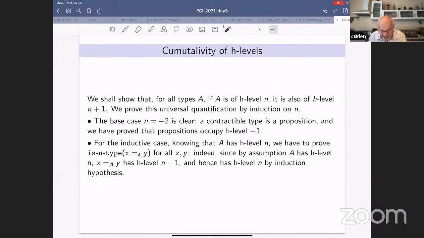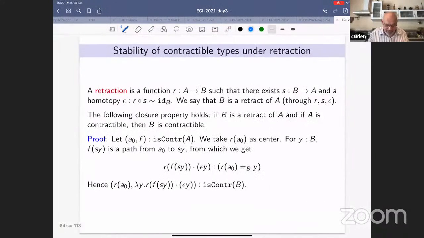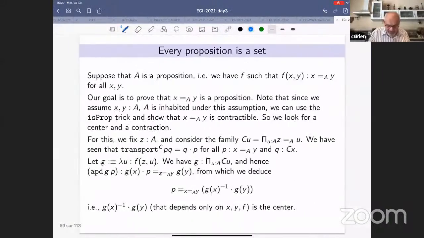Okay, so the idea is that being, let me repeat this, being an n type means that you don't have any interesting structure above some level. So if you don't have interesting structure above level 3, for example, then of course, just by the way of saying this, it will have no interesting structure at level 6, above 6. So a fortiori. So this is why intuitively you have this commutability property of H levels. There's a typo here. But let me prove this in this case. We will prove that every proposition is a set.